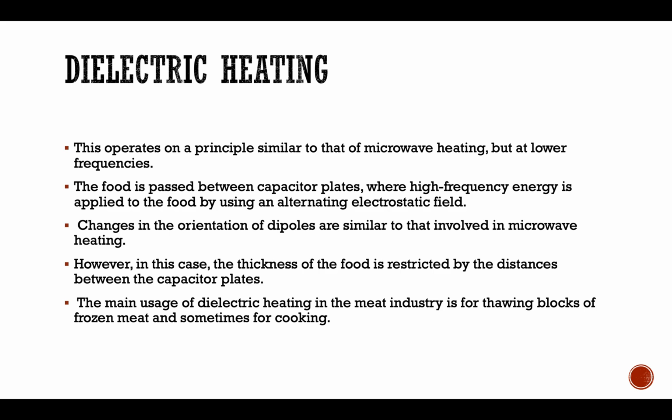Dielectric heating. This operates on a principle similar to microwave heating but at low frequencies. The food is passed between capacitor plates where high frequency energy is applied on the food by using alternate electrostatic fields. Changing in the orientation of the dipole are similar to that involved in microwave heating. However, in this case, the thickness of the food is restricted by the distance between the capacitor plates. The main usage of dielectric heating in the meat industry is for thawing blocks of frozen meat and sometimes for cooking.